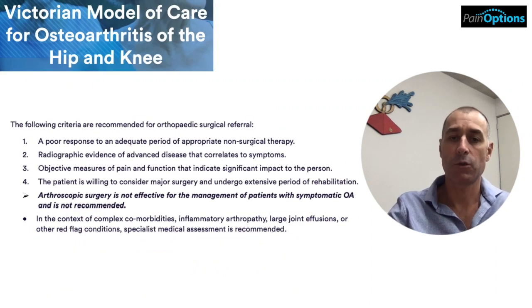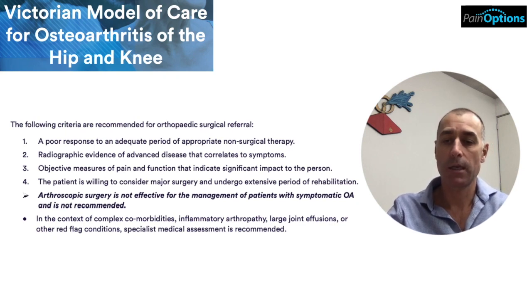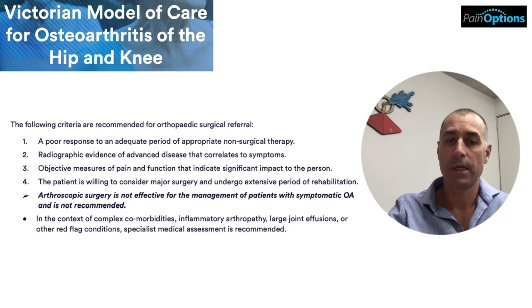So coming back to that Victorian model of care around hip and knee osteoarthritis, there clearly is a place for surgical referral, but that needs to be a poor response to an adequate period of appropriate non-surgical therapy. And we often describe that as 12 weeks of appropriate graded active exercise rehabilitation, but we also need to look at the other contributing factors that might be barriers to that person getting better, which might be other general health or body weight factors or other work or lifestyle or even psychosocial factors.